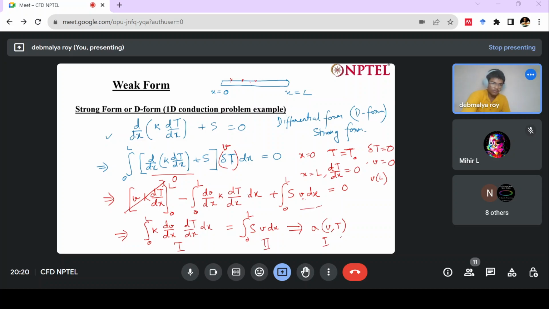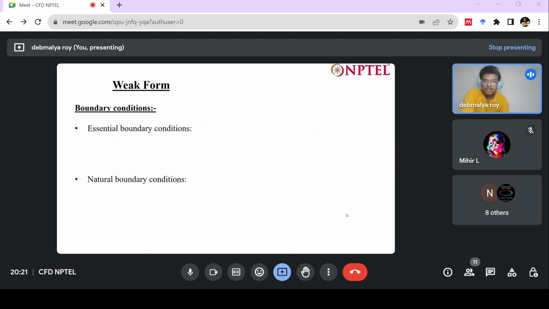The second term, L. I'll come back to this: why I was able to write this, in which cases I will be able to write this, and what the implications are. For the sake of completion, let's discuss what these essential and natural boundary conditions are, the two types of boundary conditions that we just discussed.